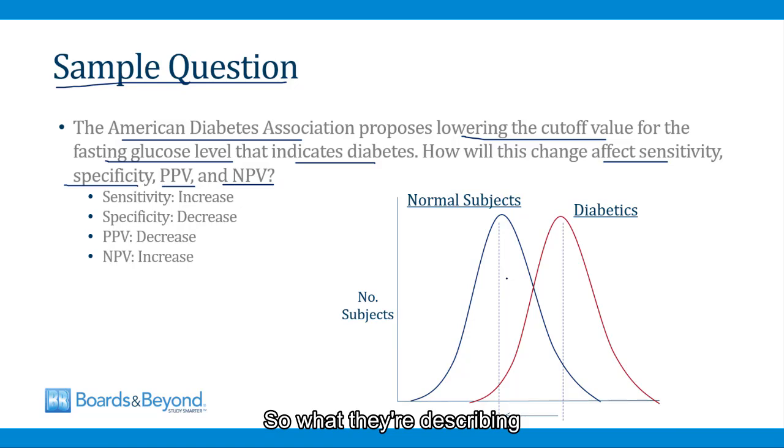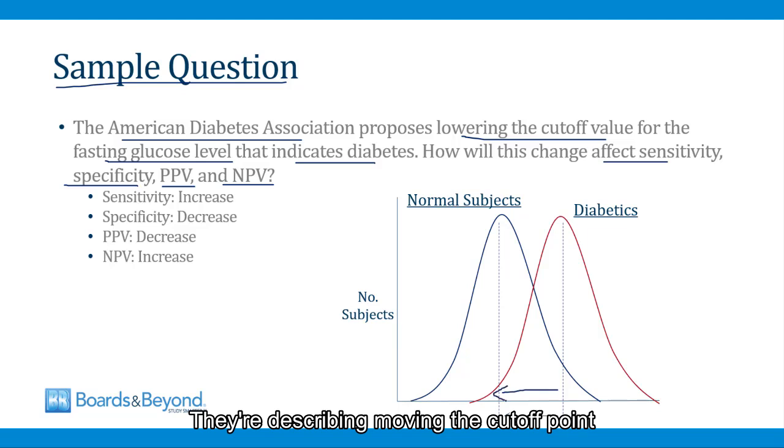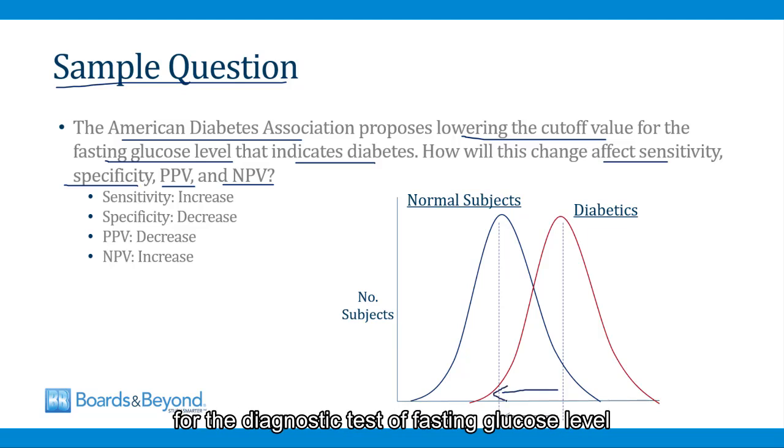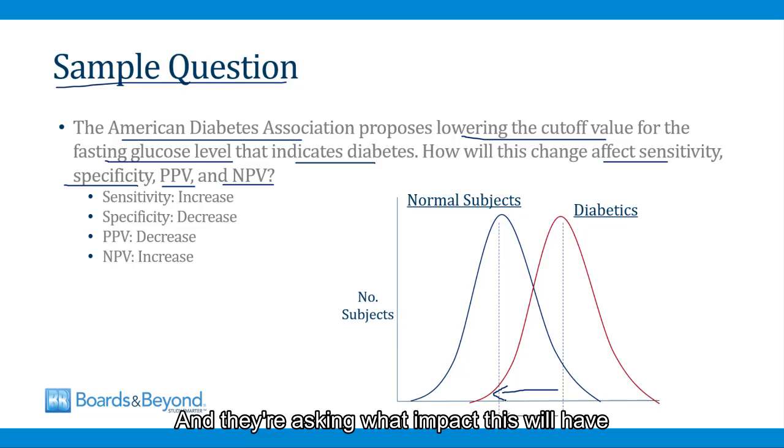So what they're describing is what we just talked about in the last few slides. They're describing moving the cutoff point for the diagnostic test of fasting glucose level further to the left, and they're asking what impact this will have on the characteristics of the diagnostic test.